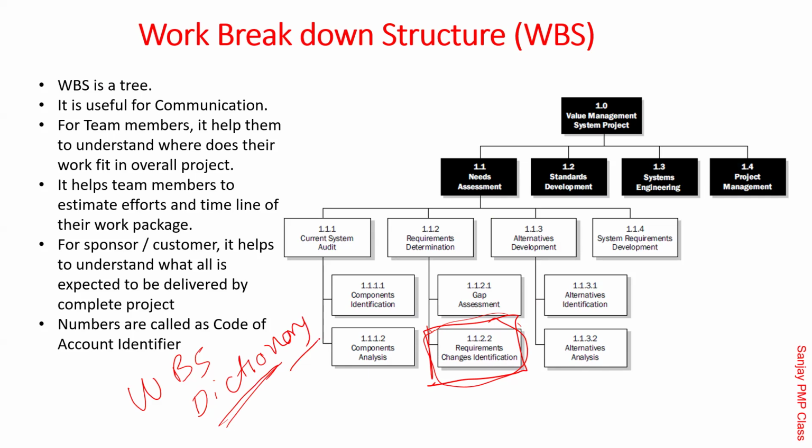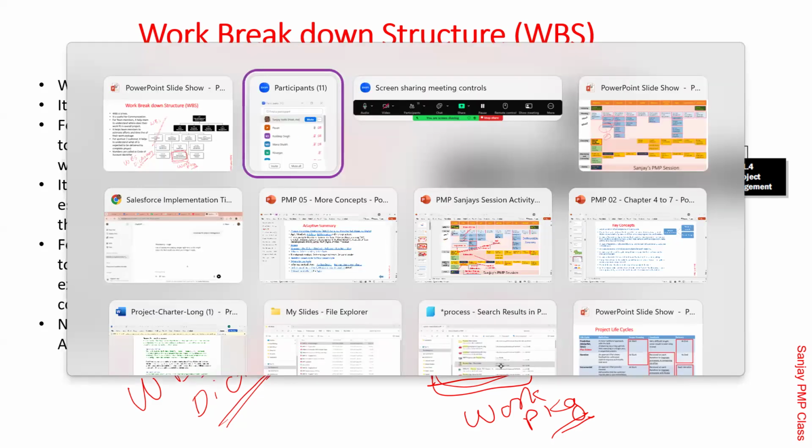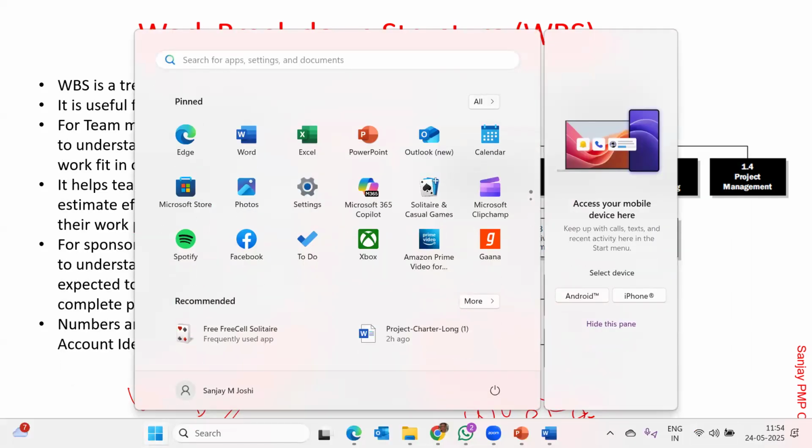So you mean to say like the 1.1.2, requirements change identification, is the one called the WBS dictionary? No, this is called a work package. This whole tree is WBS. This is the work package, Pawan, correct? Okay. Now, double clicking this, what will open is called the WBS dictionary. Got it, correct?